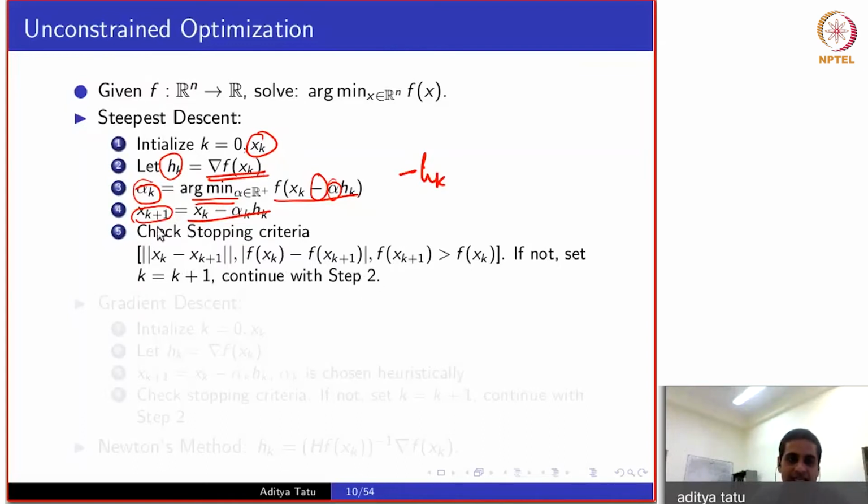So at this point xk plus 1, I will have a new gradient, therefore a new direction to search for, and I repeat this process till I satisfy the stopping criteria. This algorithm is what is called steepest descent.